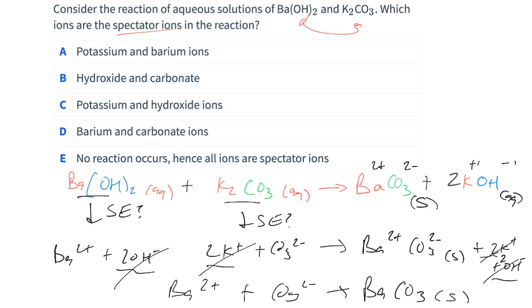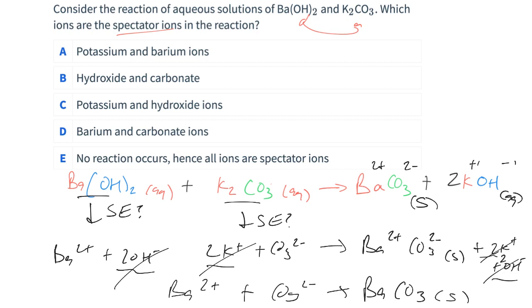Okay, so the spectator ions are the ones that just kind of watch the reaction. Think about them just being present, but just kind of watching because they don't participate in the reaction. They're not part of the net change. So they're just originally there as a K plus ion in solution. Afterwards, it's just a K plus ion in the solution.